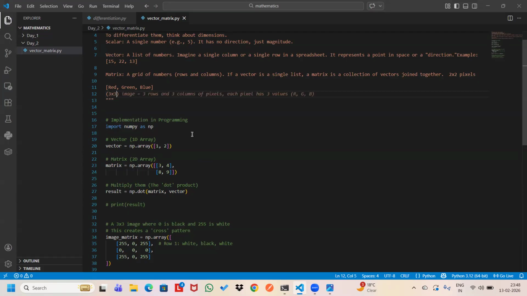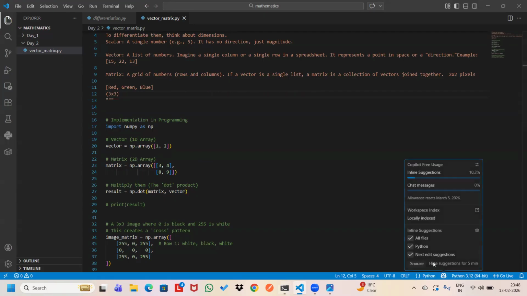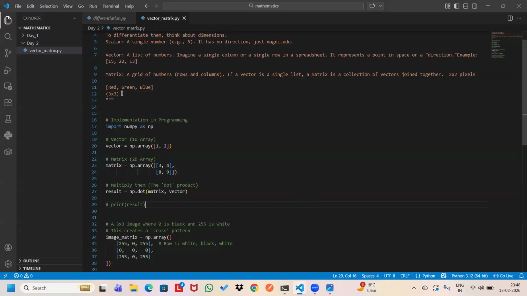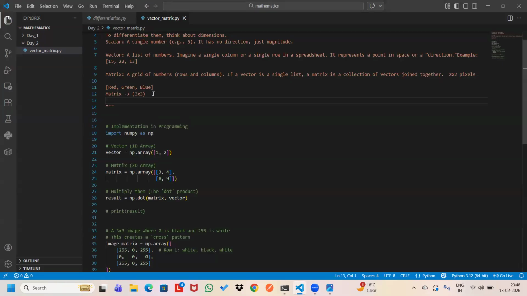So this is a matrix of 3 cross 3, but I want to convert this matrix into a single vector. How will I do this? I need to convert the 3 cross 3 into something like 9 cross 1. So now it's a single vector, which means the computer can understand it easily.